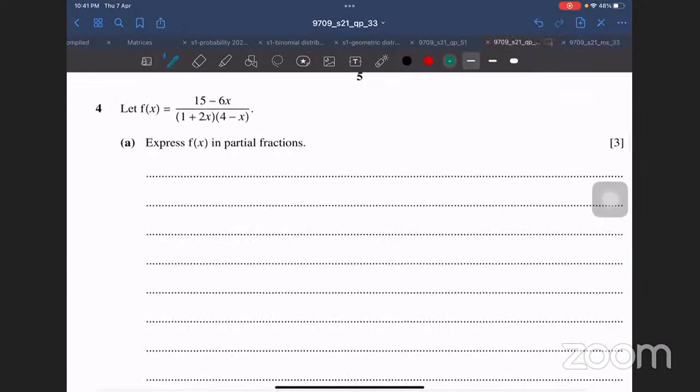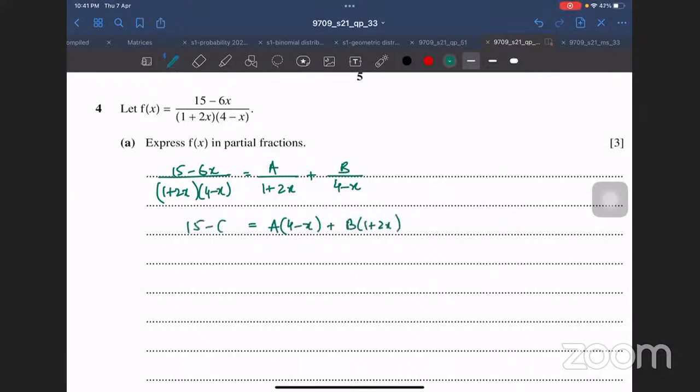Okay. The next question is about partial fractions. The first part is partial fractions. These are simple linear denominators. So I'm going to say that (15 minus 6x) over (1 plus 2x)(4 minus x) equals a over 1 plus 2x plus b over 4 minus x, so a into 4 minus x plus b into 1 plus 2x. That should get rid of the denominator.